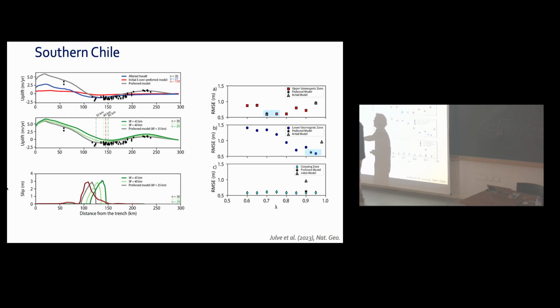And what happens if we change the length of the seismogenic zone, represented by the W value right here? You see that the deformation pattern is shifted landwards. The same goes for coseismic slip. It shifts landward for the case of the smaller ruptures.